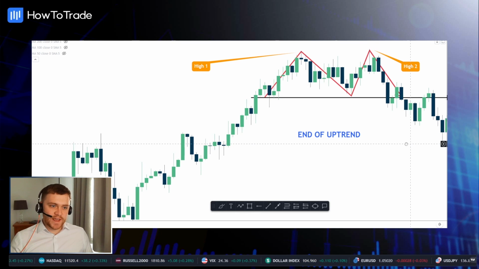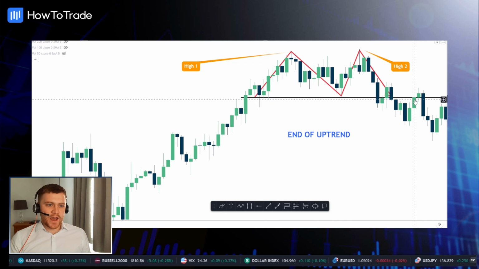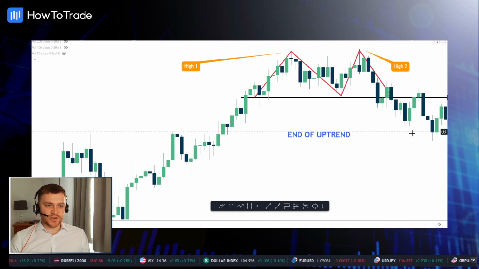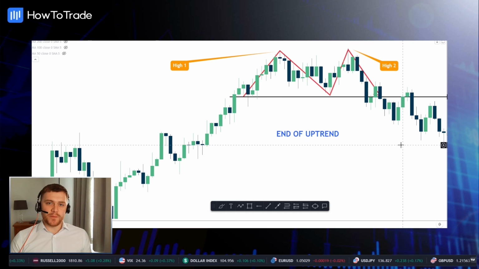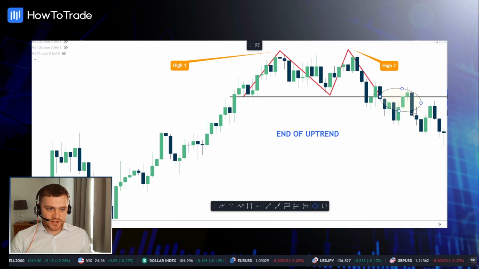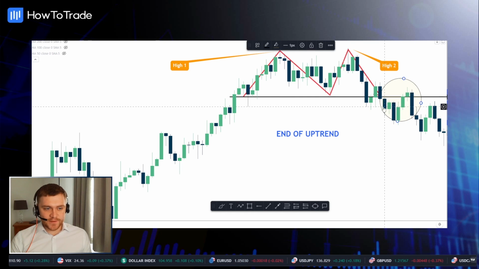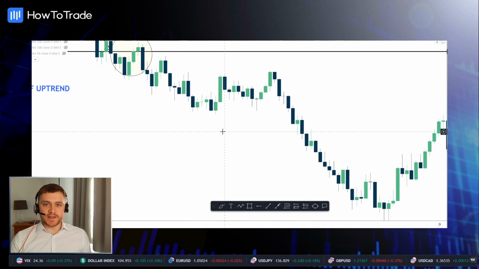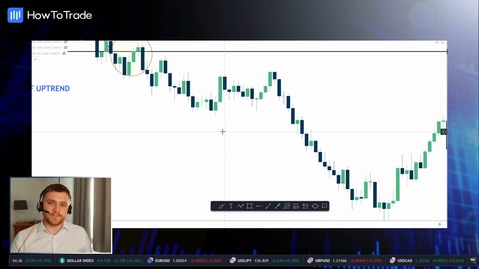Now we want to wait for this breakout candle here, and as soon as we get a break below this neckline of this M formation, that to us is a signal that the market is changing trend. And you can see that breakout candle just here. You can see that one there and this one here, and you can see after that we generally started trading to the downside, and we had that change in momentum.